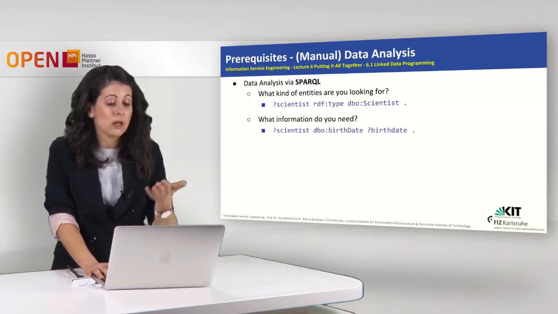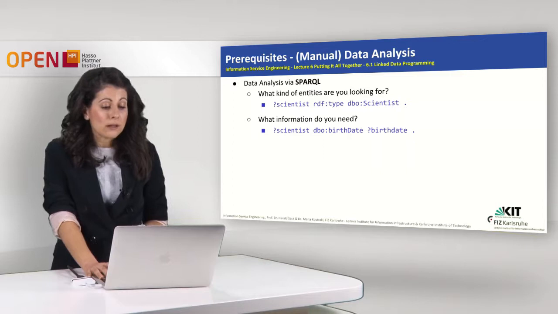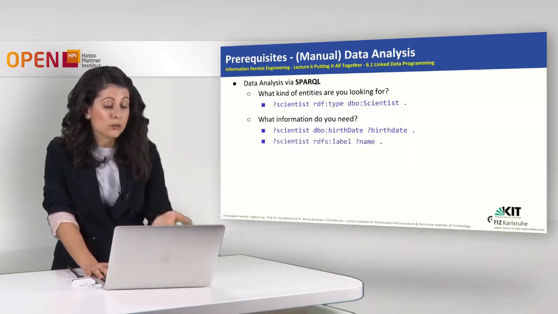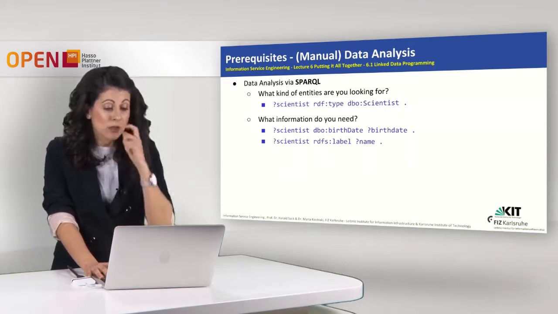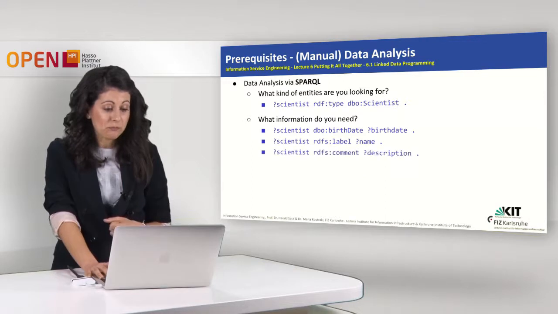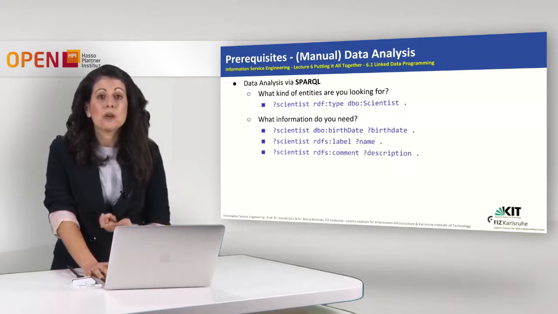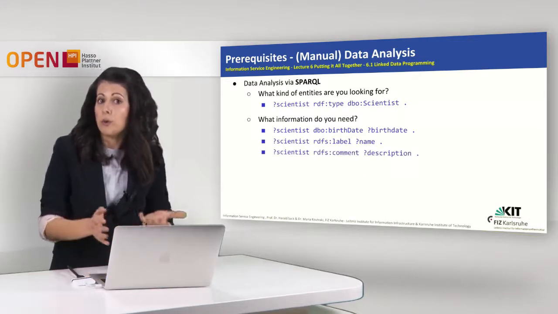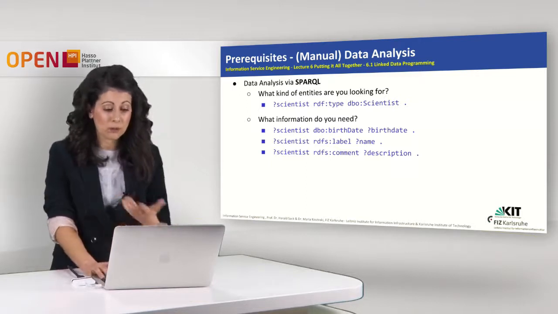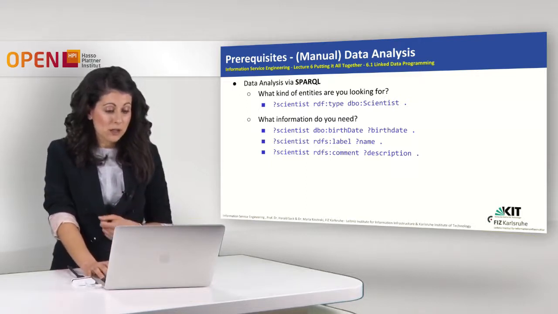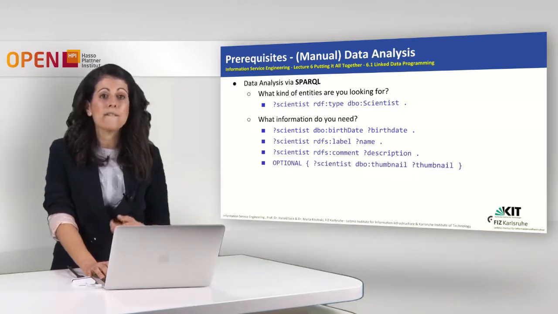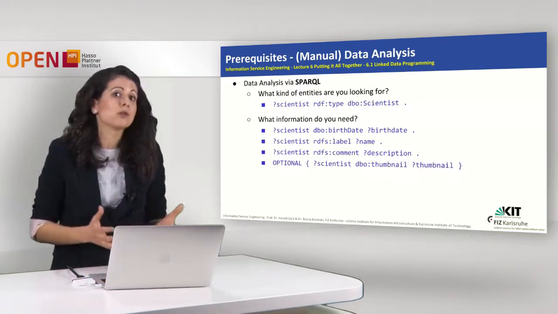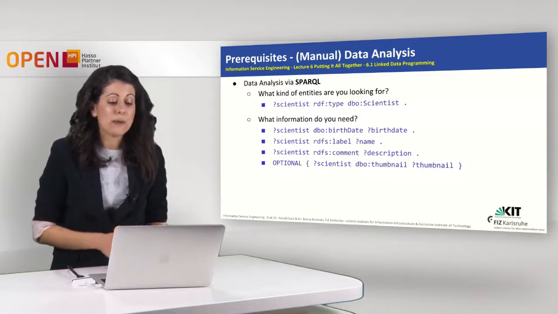We said that we need to know the birth date of the scientist. We need to have the label and not only the URI, so the label of the scientist, which is the actual name. We need to have a description because there might be scientists that we don't know, so it would be nice to have a description there that presents them. And then we need to have a picture, but this picture might not always be there, so this we make optional.